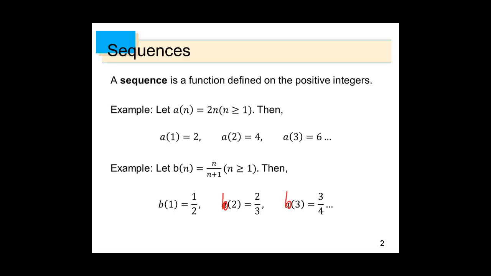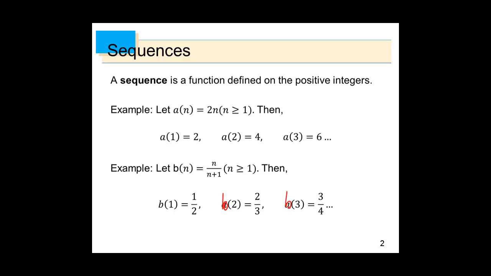Another example, b of n. The formula is n divided by n plus 1. Again, the formula makes sense for a lot of values of n, but we are restricting n to only positive integers. So what is b of 1? b of 1 is a half, right? What is b of 2? 2/3. b of 3 is 3/4, and so on.